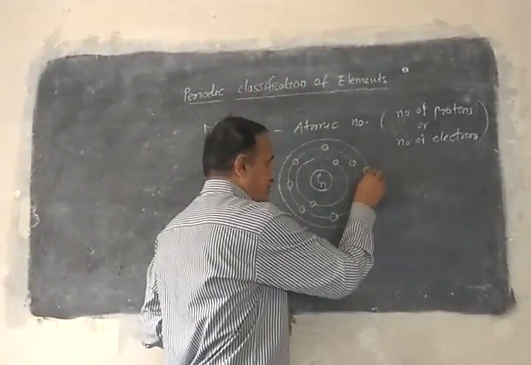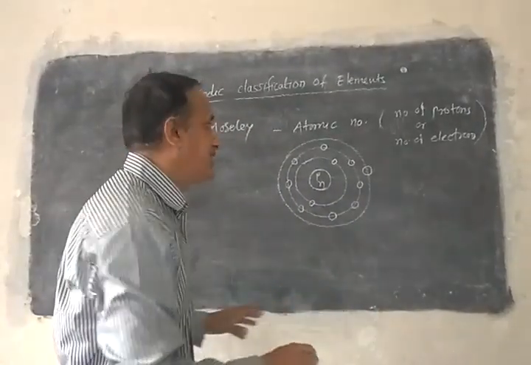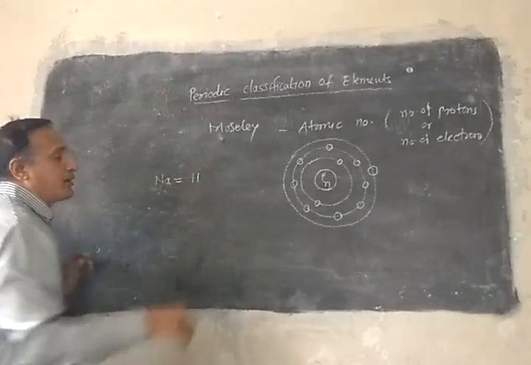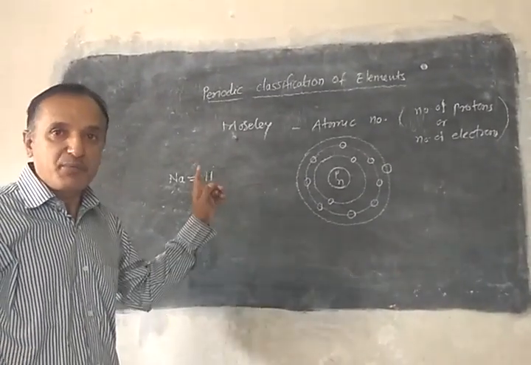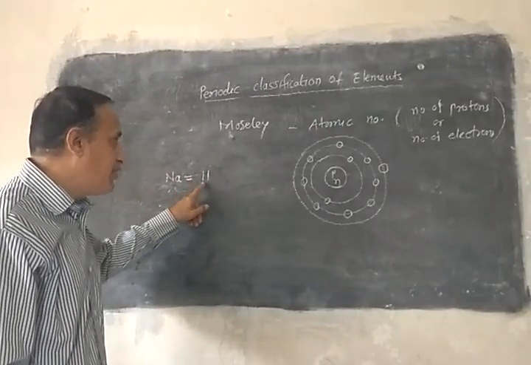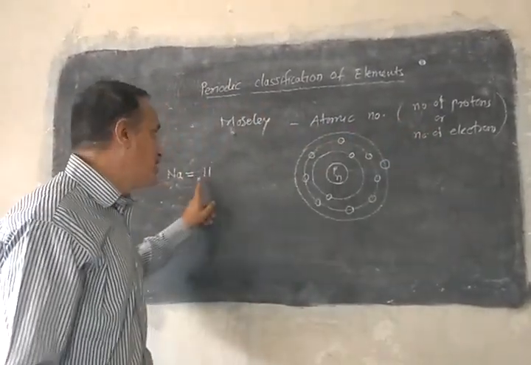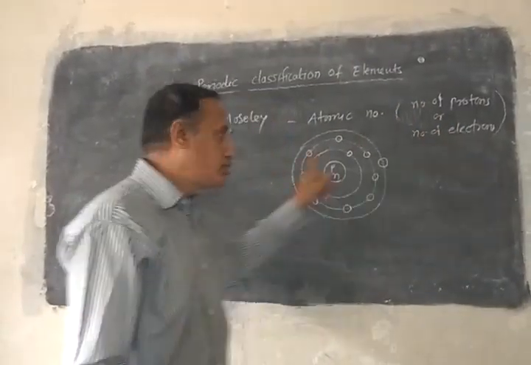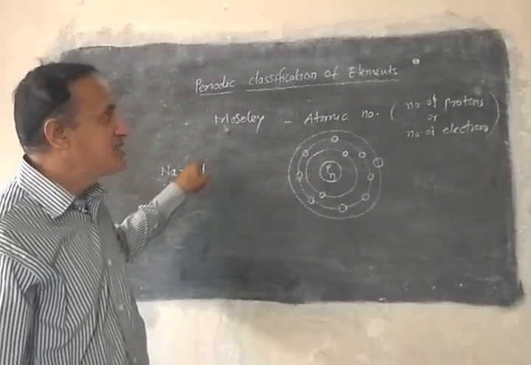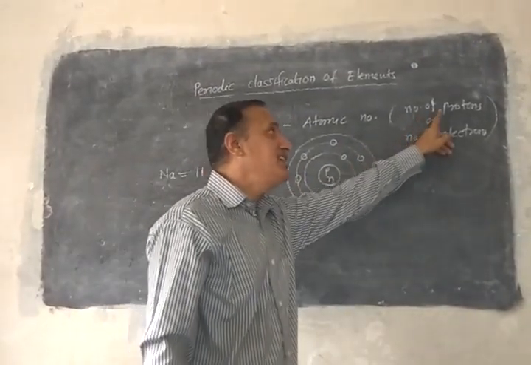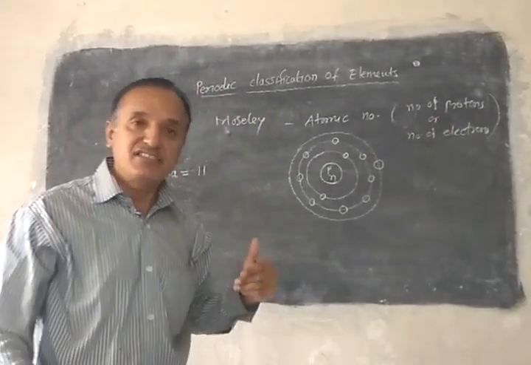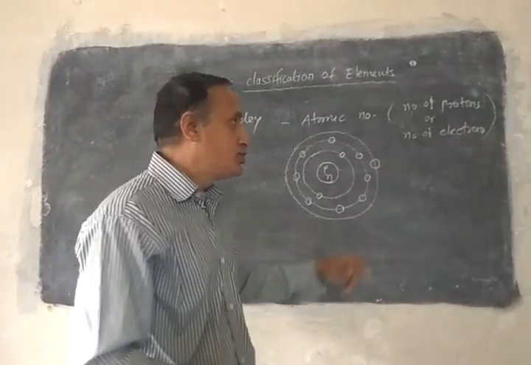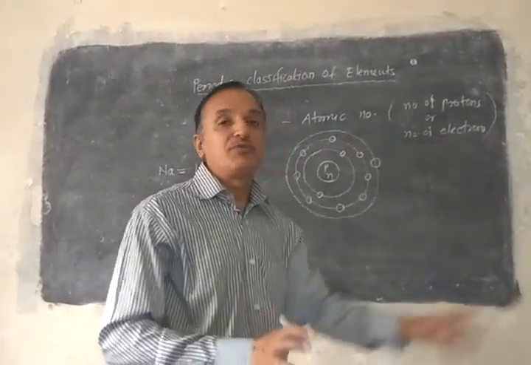Suppose any atom is there. Suppose the sodium atom is there. Now the sodium atom has atomic number 11. Atomic number 11 means it has 11 protons. Atomic number means the number of protons or number of electrons. So when we say atomic number is 11, it means sodium has 11 protons. And as an atom is electrically neutral, it doesn't have any charge, so the number of electrons is also 11.